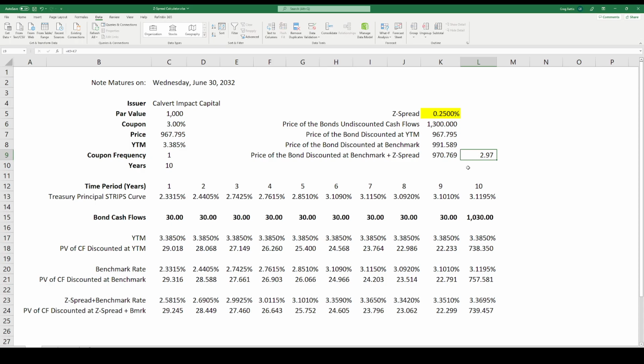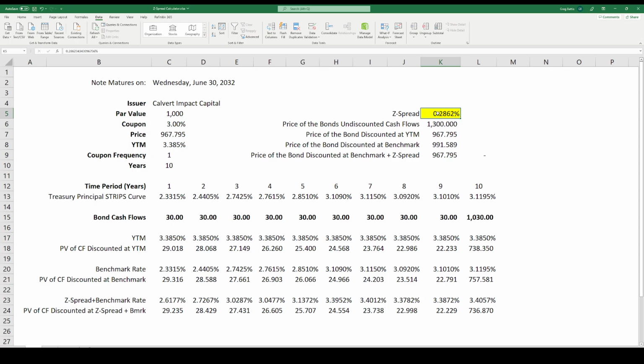We can use an Excel feature here, and I'm going to goal seek this value to 0. This is just the difference between these two cells. So I'm going to go to data and goal seek. I'm going to set this value to 0 by changing K5. And it's calculated our z-spread, which is 2862 basis points.